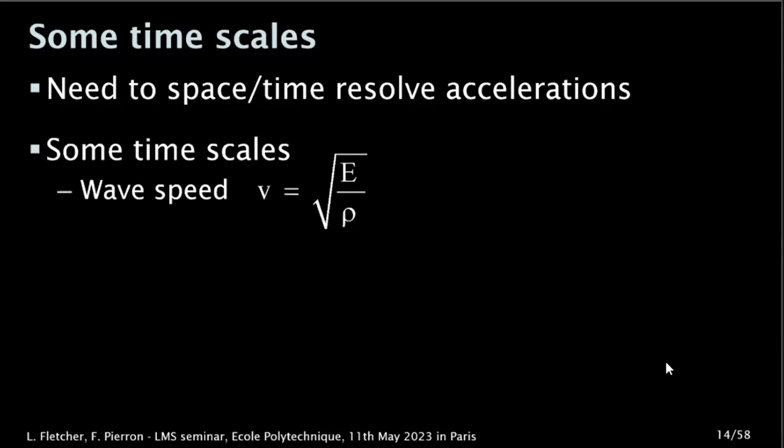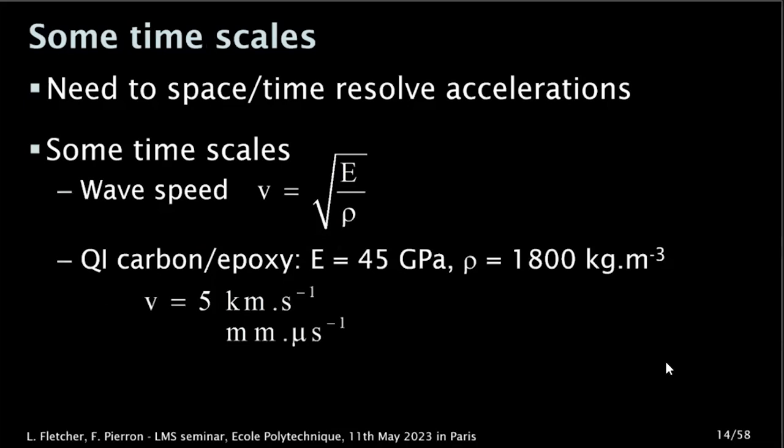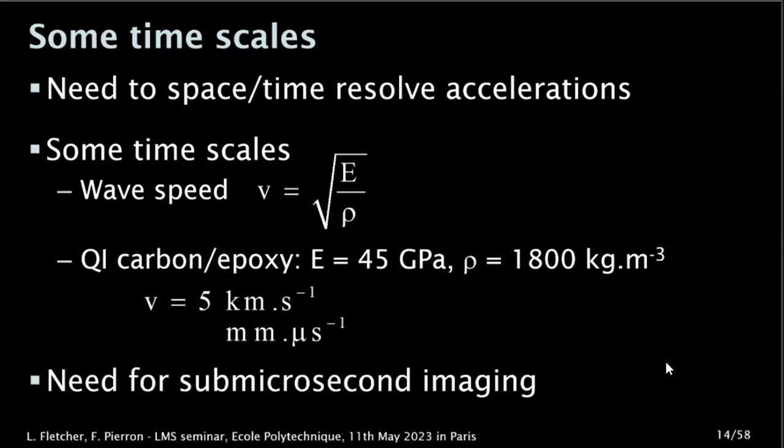If you look at the orders of magnitude, the typical wave speed in a material is the square root of Young's modulus divided by the density. If you take a quasi-isotropic carbon epoxy, for instance, with a modulus of 45 gigapascals and a density a bit less than 2, then it gives you a wave speed of 5 kilometers per second. In other words, every microsecond, your wavefront advances by 5 millimeters. So if you want to capture that, you need to resolve below the microsecond, ideally. So that's super fast imaging.